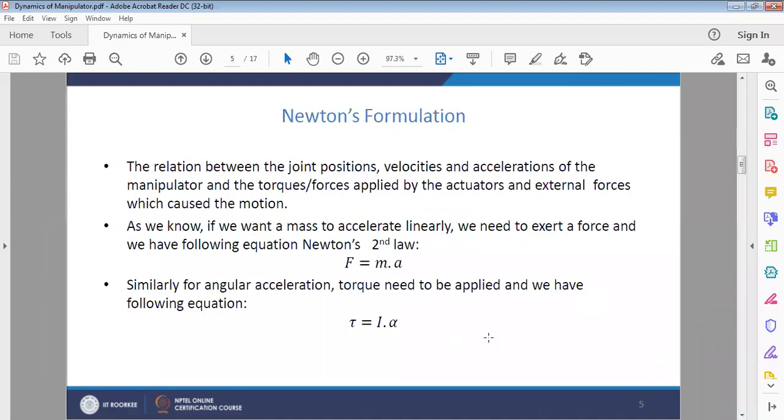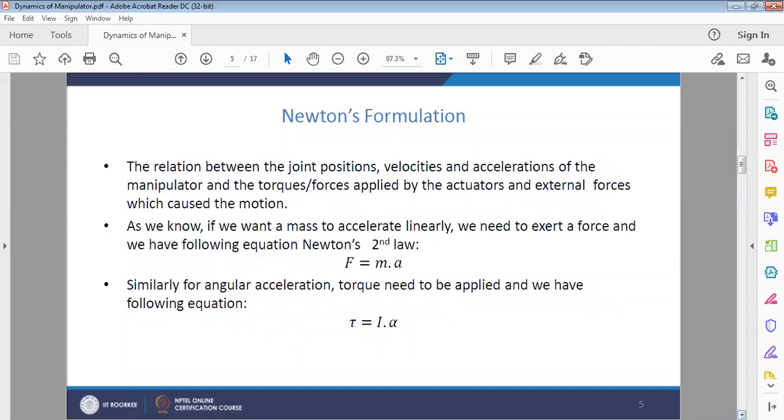Next, Newton's second law of motion is F equals m a for linear motion. For rotational motion, tau is equal to I times alpha, where I is the mass moment of inertia and alpha is the angular acceleration.